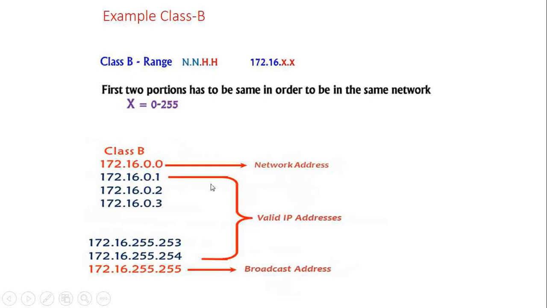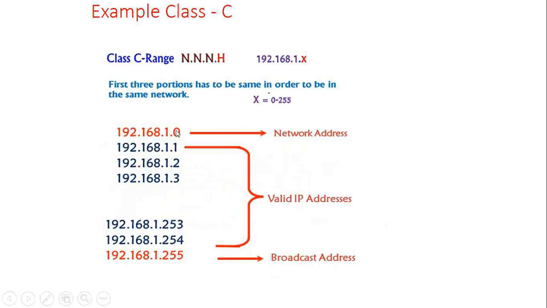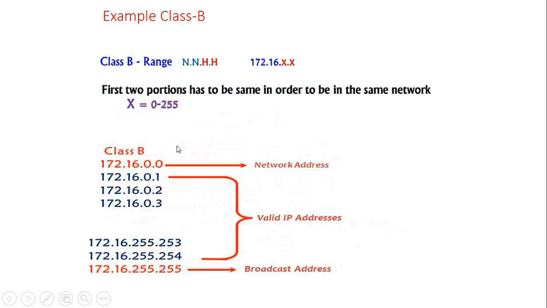Class C has only 255 IP addresses available. So the maximum IPs in a class C network would be 255. In class B, since it has more octets on the host side, it will have more IP addresses. So it will be 255 into 255. That many IP addresses are available in a class B network.